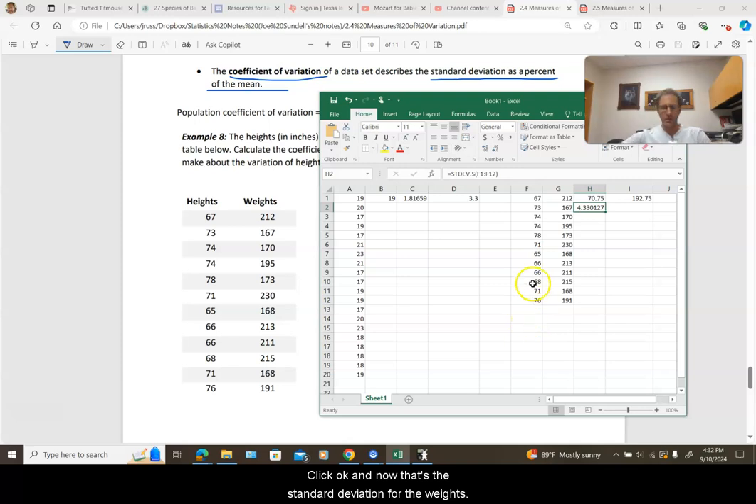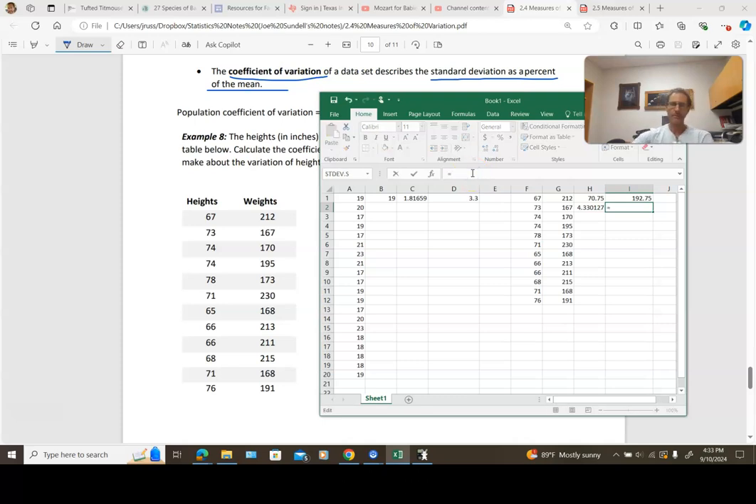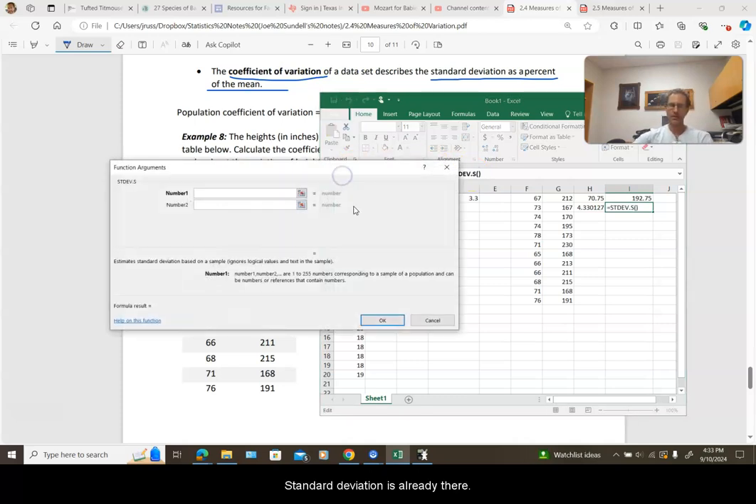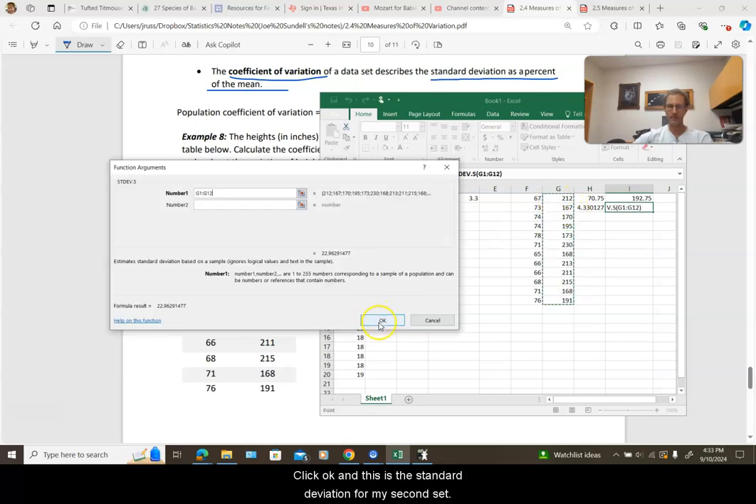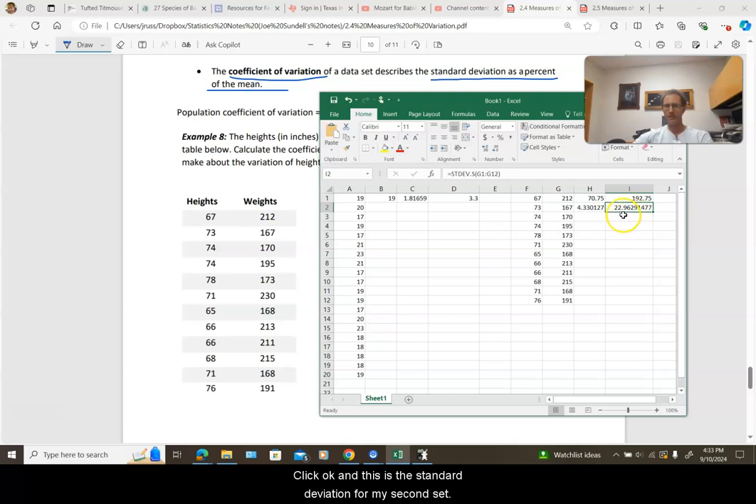for the heights. And then let's do the same thing, or excuse me, I said that backwards. This is the standard deviation for the heights. And then we'll do the same thing for the weights. So I'm going to say equals. Standard deviation's already there. I'll just click on it and I'll highlight my second set of data. Click OK. And this is the standard deviation for my second set.